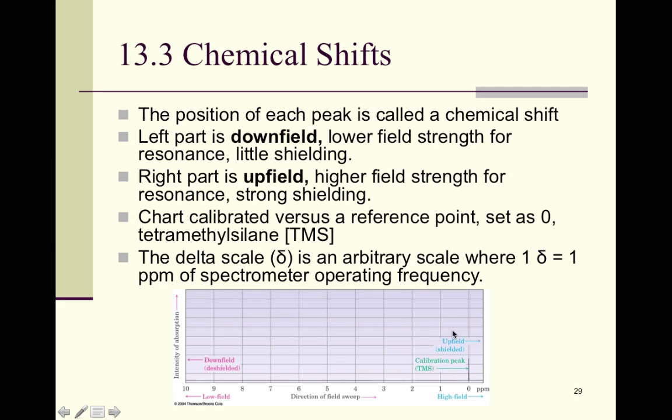The chart is calibrated with a reference point using TMS, and that's going to set it at 0, so you can see the TMS peak here. The delta scale is an arbitrary scale where 1 delta is equal to 1 ppm of the spectrometer operating frequency.